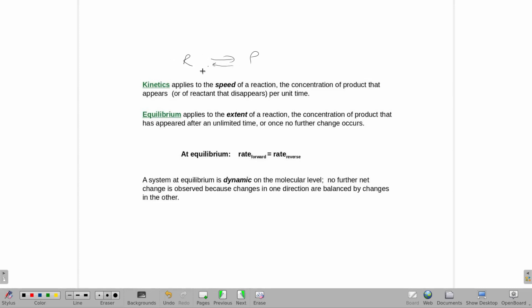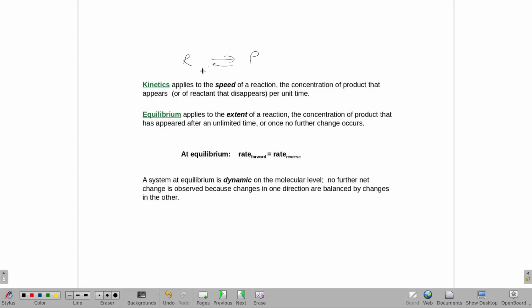Now, there's plenty of times the rate going forward is far faster than the rate going backwards. And in that case, you'll get mostly products. But sometimes you get a pretty even mix of the products and reactants. And the reaction never really goes to completion, in the sense that it never goes totally to products. It actually stays in a nice little equilibrium between the products and the reactants.